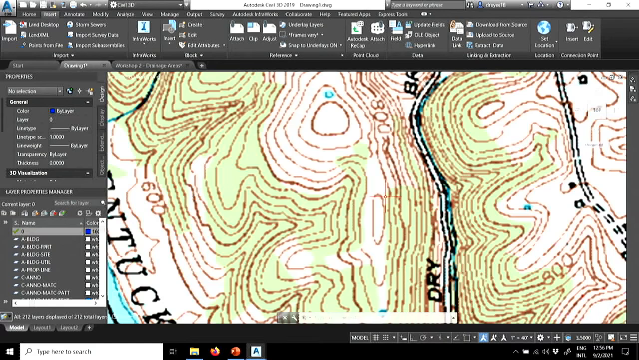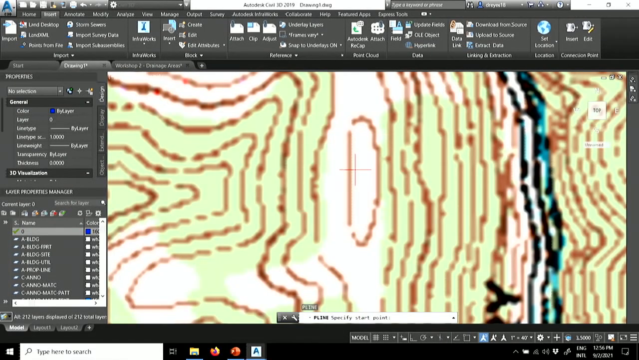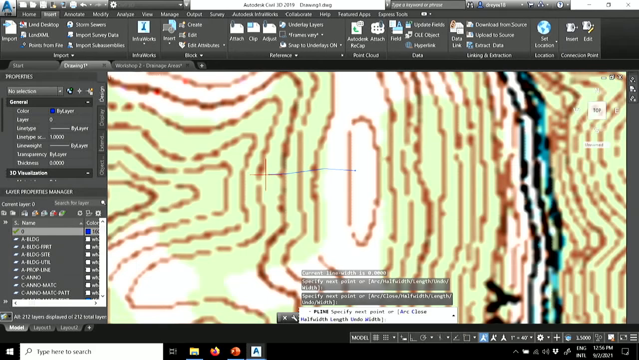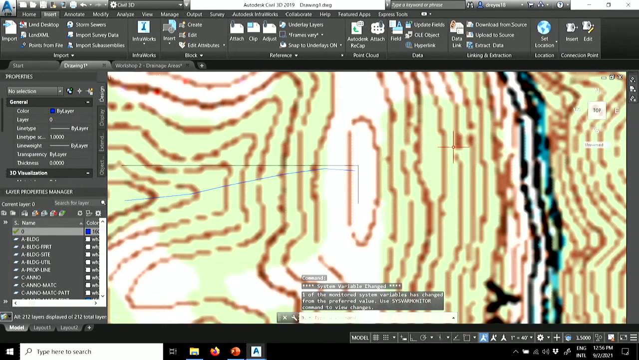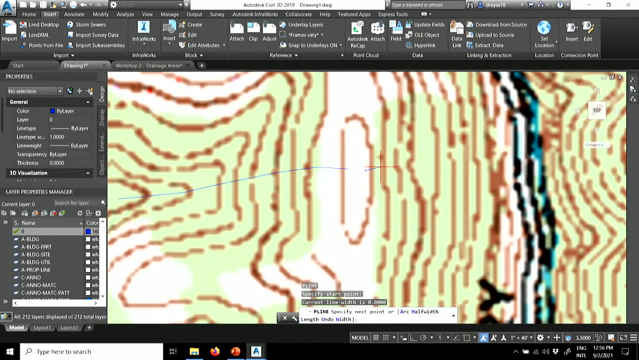So I can say, for example, that if my raindrop falls a little bit to the left, in which direction is it most likely to travel? To the left. So I can say that my water path is going to be something like this. Okay. I could also say that if my raindrop falls a little bit to the right, in which direction is it going to travel? To the right.